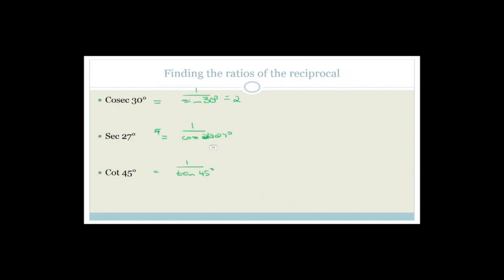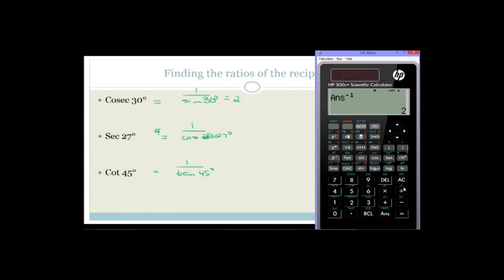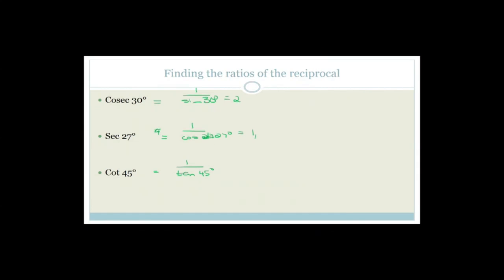Okay, let's try that again, but with the secant and the cos. So we go cos of 27, close bracket, equals. Okay, so that's cos of 27. And then I flip it. Okay, and you get 1.12. So that becomes equals 1.12.